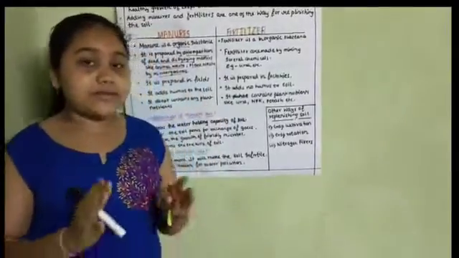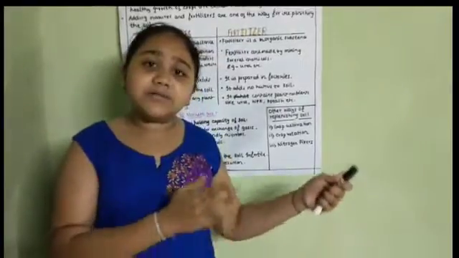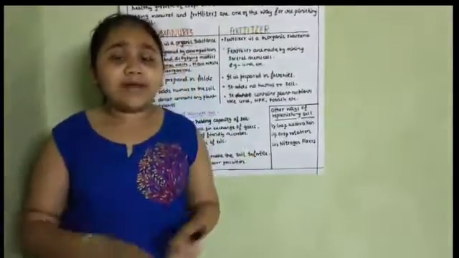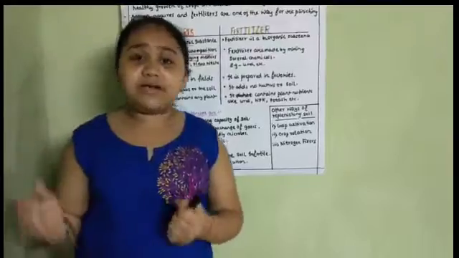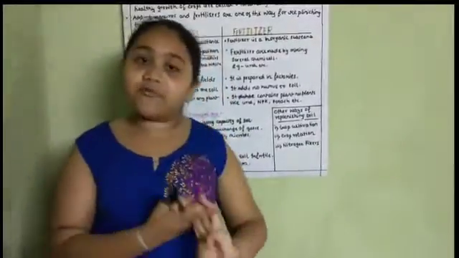The third point is that manures are prepared by farmers in the field. They do not require any factories to be prepared. They are just prepared in the fields. So we have got three points of manures.